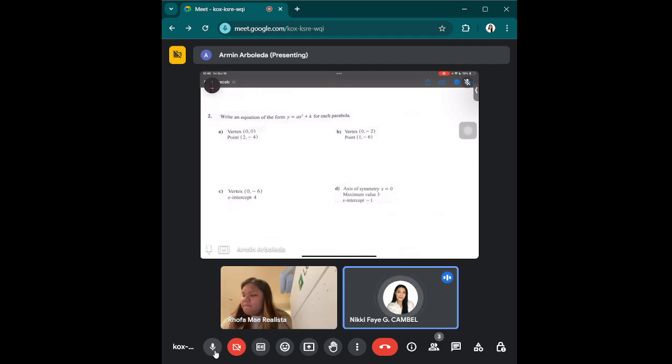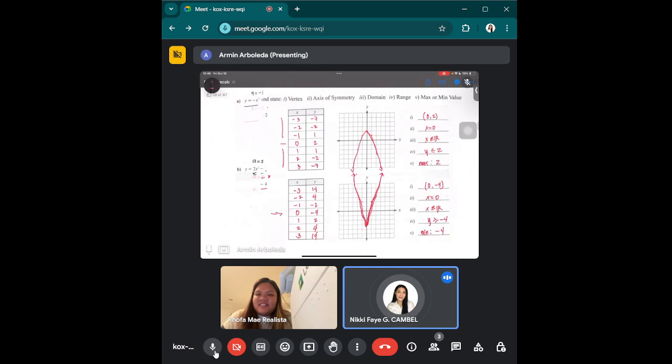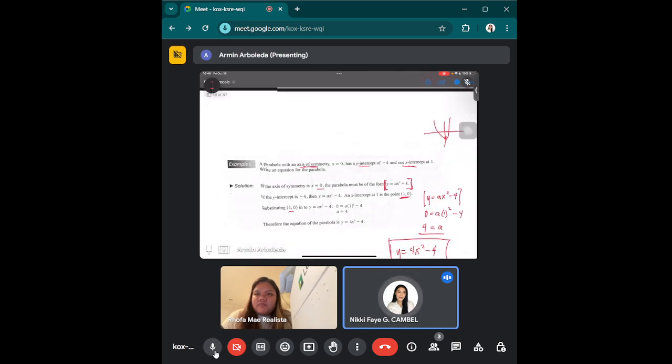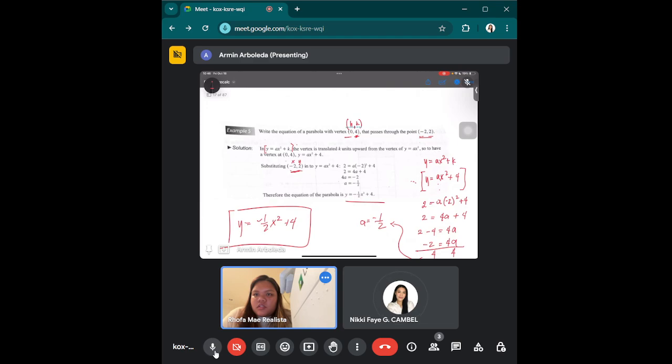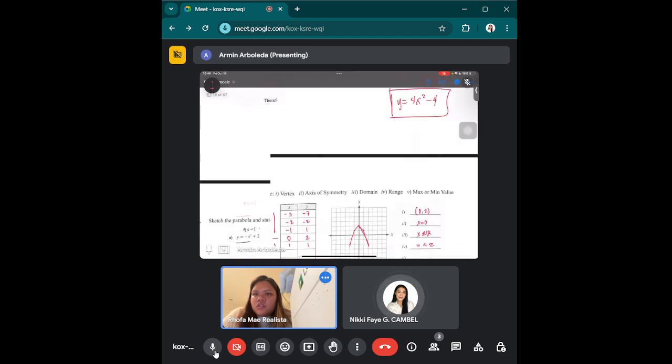Here we have to write an equation of the form y equals a x squared plus k for each parabola. Do you remember how we did it in the examples previously? From the examples, what did we do again? We inserted the given vertex here to k, and then we substituted the given point, which is this one. Okay, we're going to do it again.